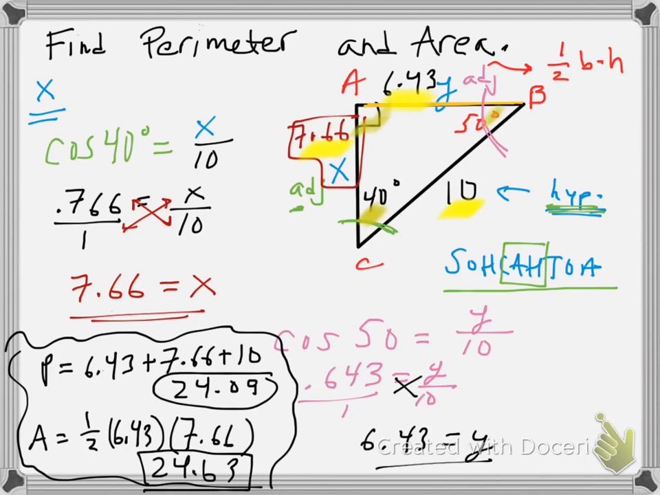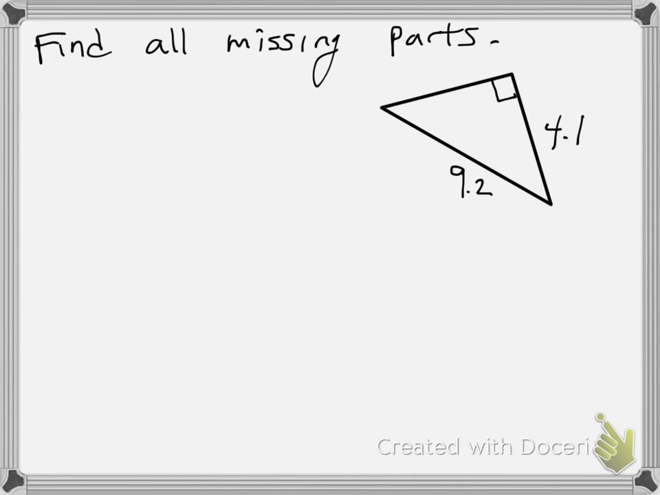Finally, let's take a look at a challenge problem. This is similar to number 12b on your homework. Find all missing parts. Okay. Now this is tricky. We don't have any angles at all, right?